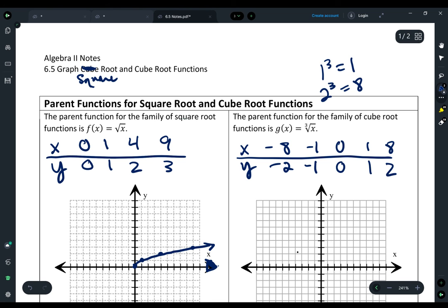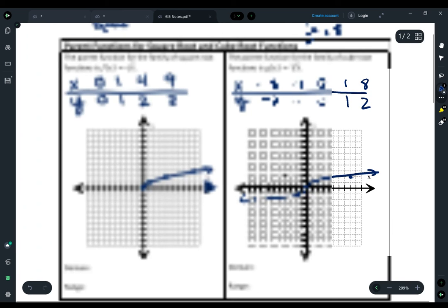And then I'm going to go ahead and graph. So negative 8 for x, down 2 for y, negative 1, 0, 0, 1, 1, 8, 2. So it looks kind of like a cube graph, just again, it's on its side because my x's and y's are basically swapped because I'm doing an inverse.